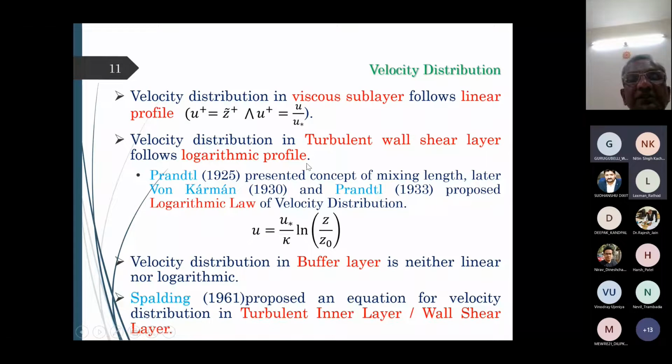And now we have the velocity distribution. If we talk about the viscous sublayer, it is mostly parabolic, but since the depth is very small, we generally take a linear distribution.